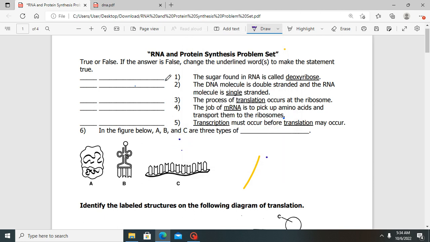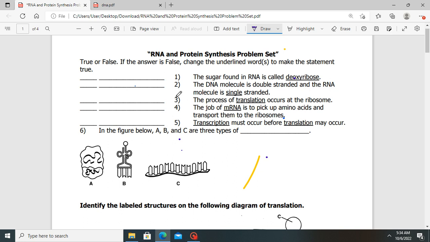Question 1. We have to indicate whether each statement is true or false. The sugar found in RNA is called a deoxyribose sugar. Is this true or false? Well, the answer is false, because RNA is made of a ribose sugar and not a deoxyribose sugar. This is found in DNA and not RNA. So the answer for question 1 is false.